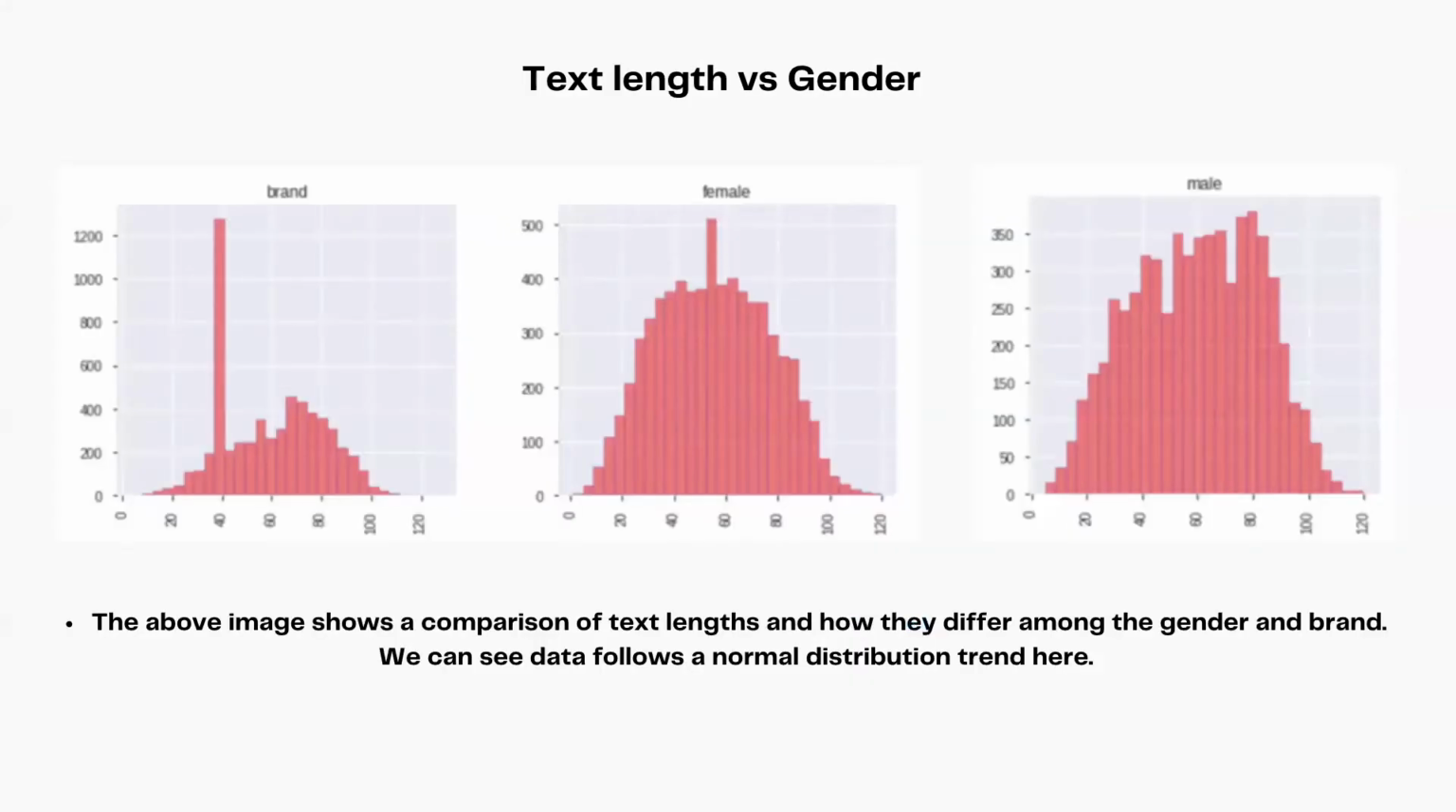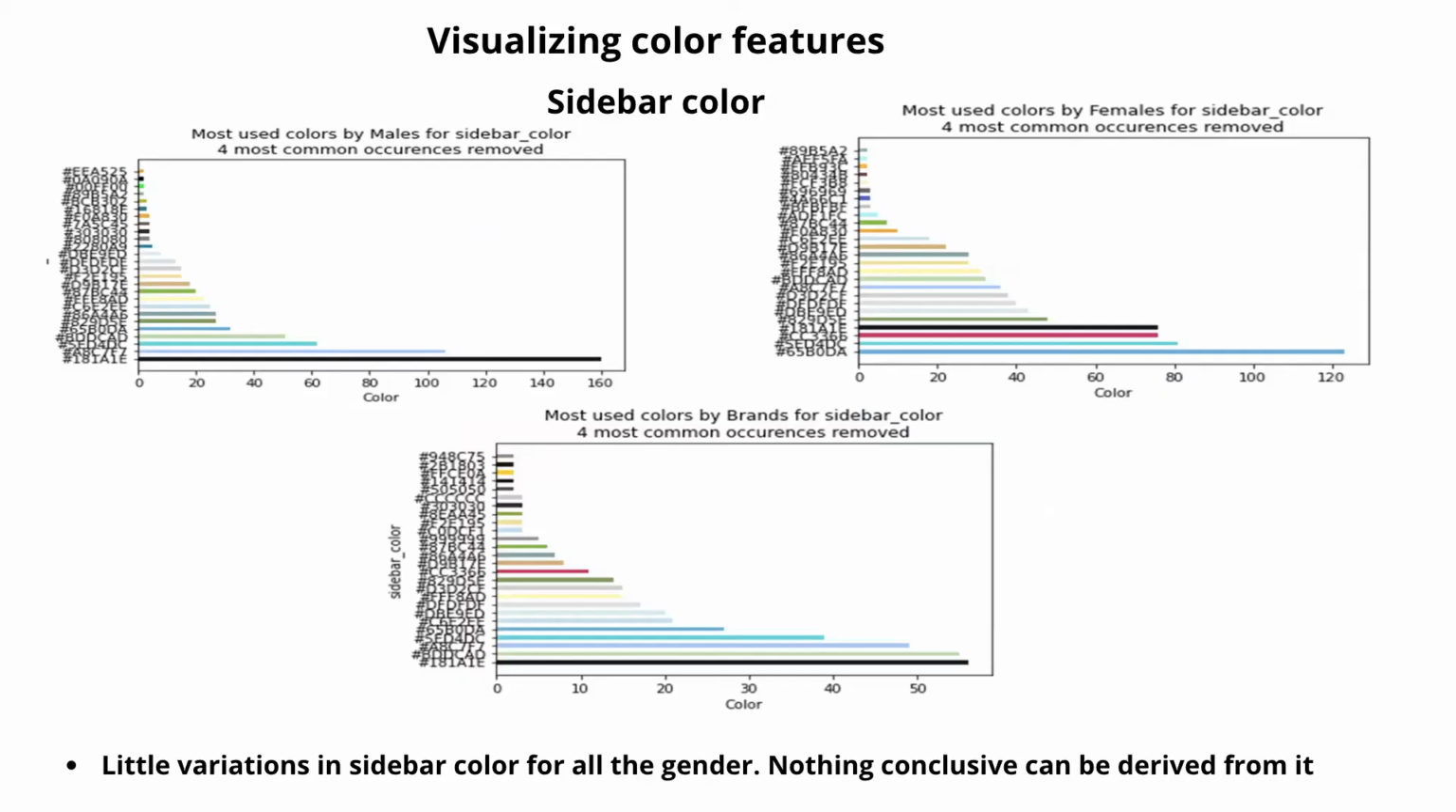This is the text length versus gender. We can see that there's a normal distribution and how they differ among gender and the brand. This is visualizing how each gender is using the sidebar colors. There are little variations in the sidebar colors among different genders and brands.